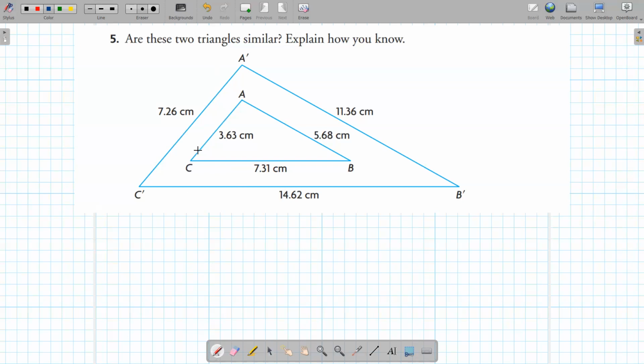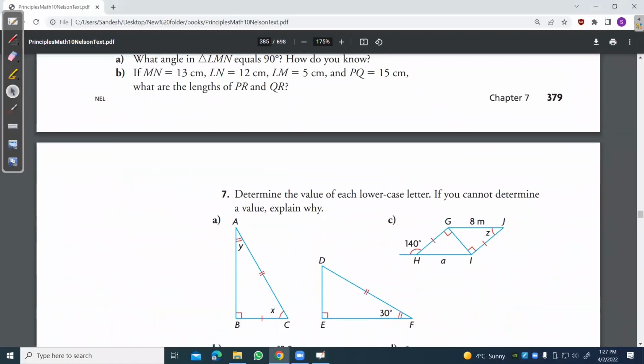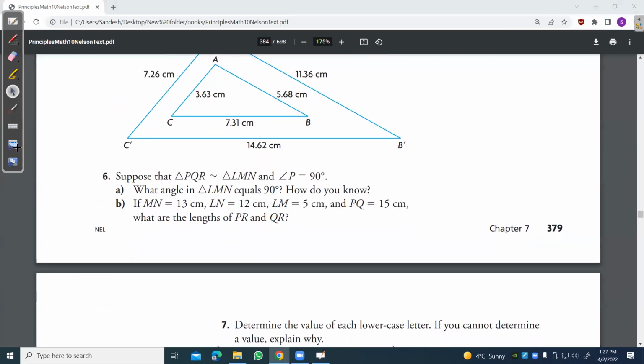And if it's similar, that means this angle is the same thing as this, and this. If the scale factor holds up, it is going to be a similar triangle. Let's look at another one here.